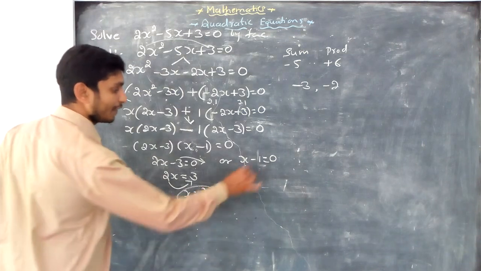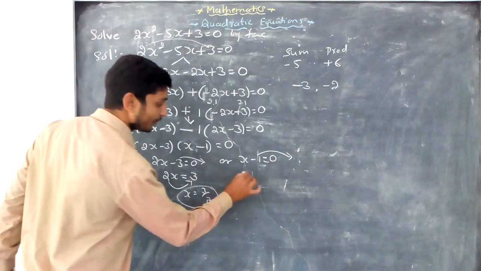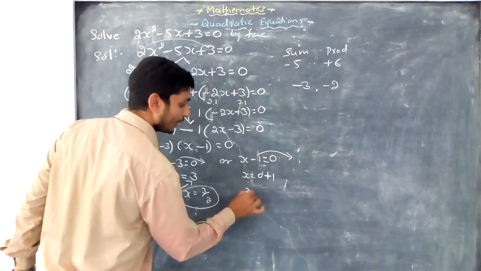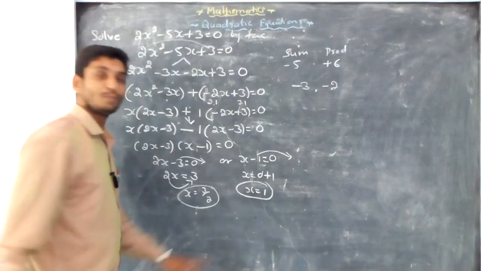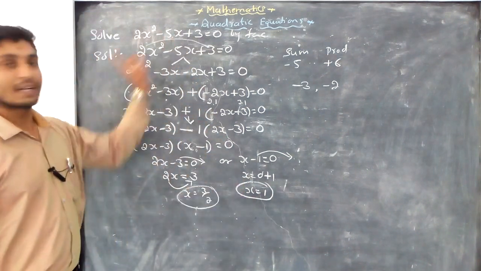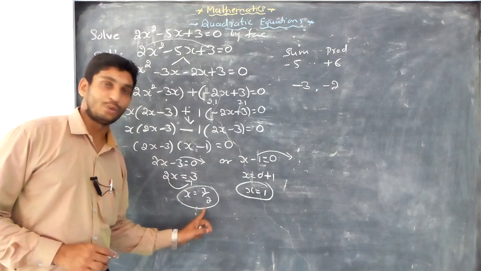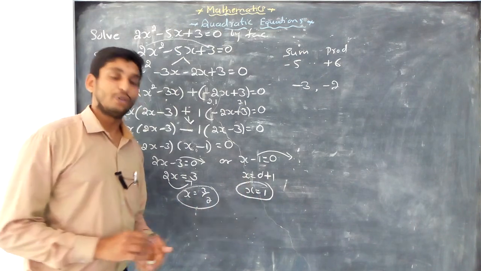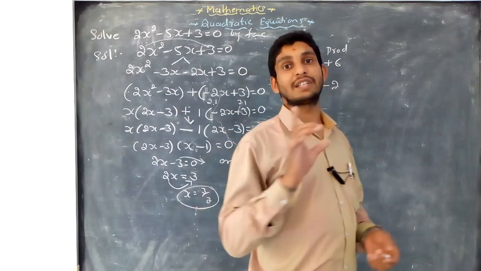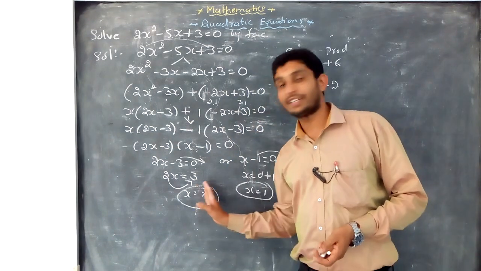Another root is so simple. Transfer this minus 1 to that side. It is x is equal to 0 plus 1. What is 0 plus 1? X equals 1. Therefore, what are the roots of this quadratic equation? One is 3 by 2. Another one is 1. Don't expect always integers as answers. Here, fraction is also there.